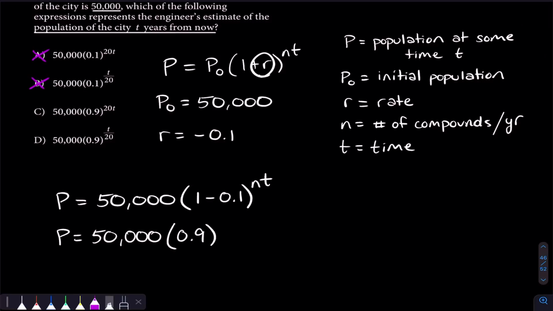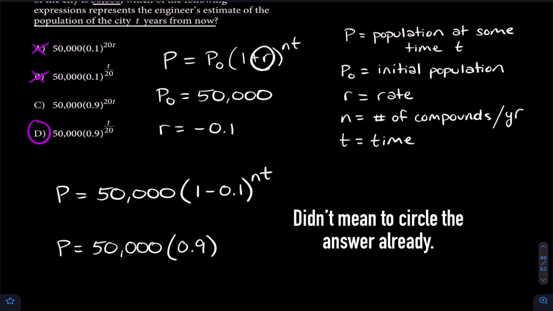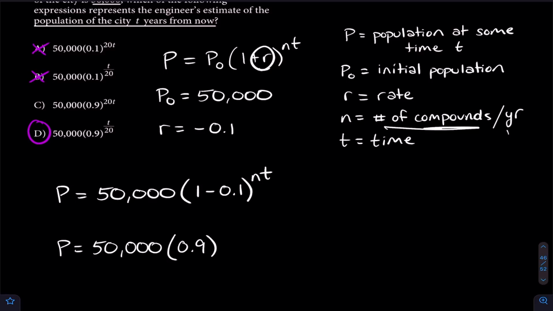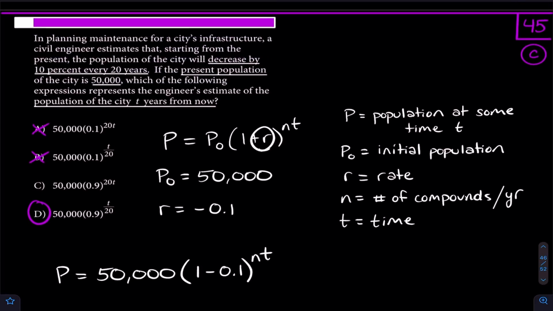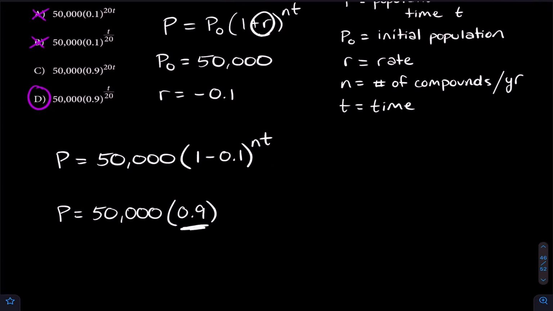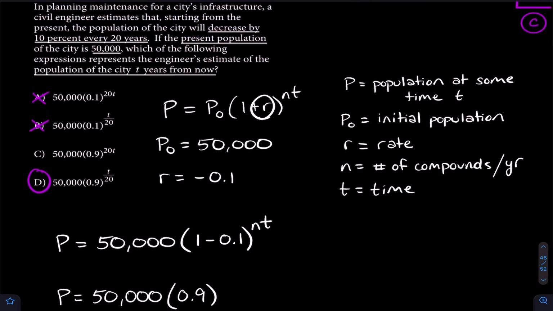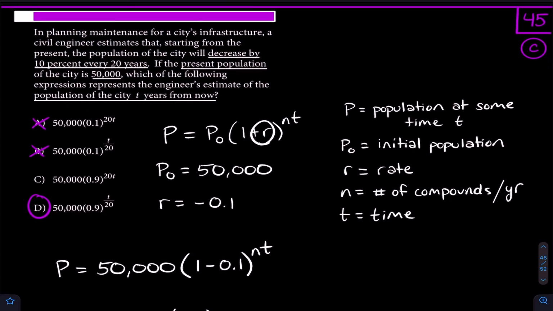Yeah, okay, I did that right. So now we need to see if there's going to be a 20t or a t over 20 in the exponent. This is where everybody starts getting confused. If we're talking about the number of compounds per year, it's the number of times per year that we're multiplying by 0.9. It's the number of times per year that we're decreasing by 10%.